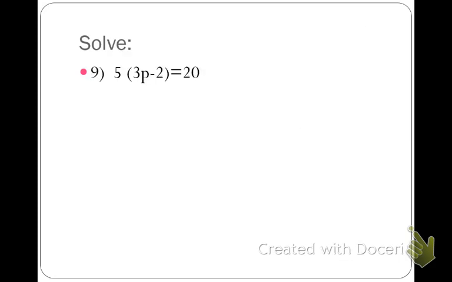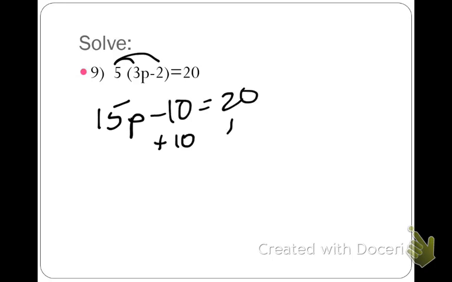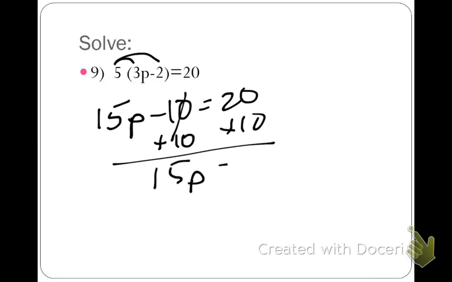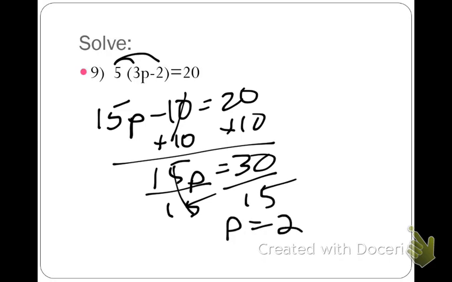Make sure that we're all on the same page. First thing you do here. Distribute that 5, right? So 15p minus 10. Then we got to add 10. Then divide by 15. Okay? And again, you should be able to plug that 2 back into the p in your original equation and do the arithmetic and get an equation that makes sense, right? If 2 is going to be the solution.